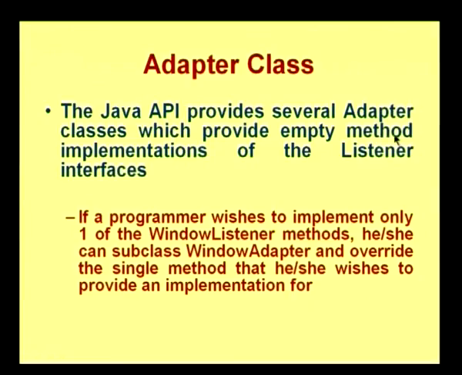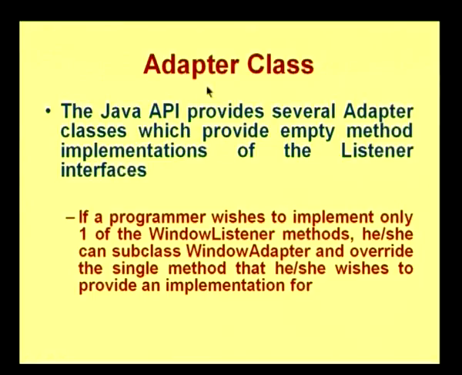So, how do we make only one particular event or a few of the events to be invoked at a particular point of time, in a particular scenario? For that we have an option called the adapter class. The Java API provides several adapter classes which provide empty method implementations of the listener interfaces.